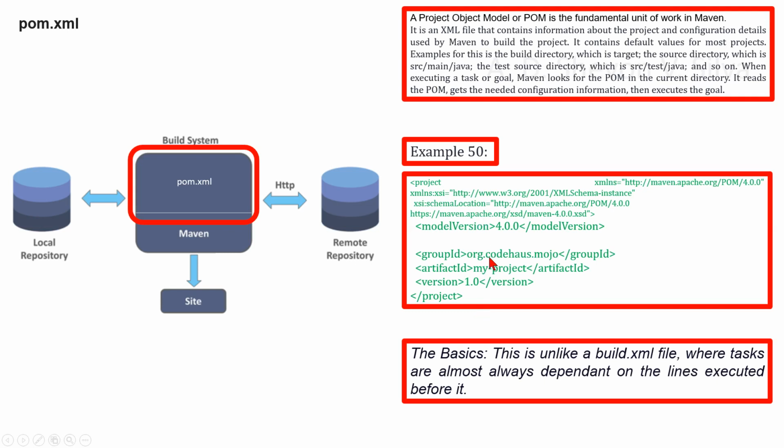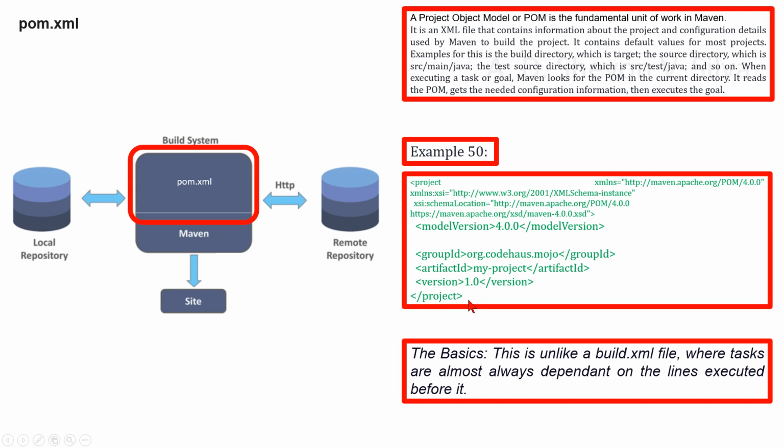Unlike a build.xml file, where the tasks are almost always dependent on the lines executed before it, the POM contains all necessary information about the project, as well as configuration of plugins to be used during the build process. This is a declarative manifestation of the who, what, and where, while the build lifecycle covers the when and how.